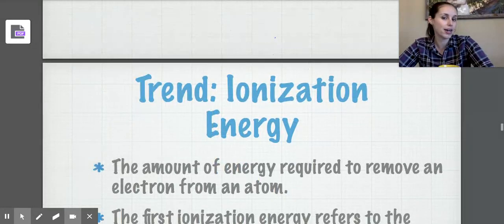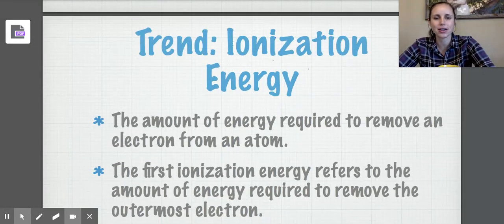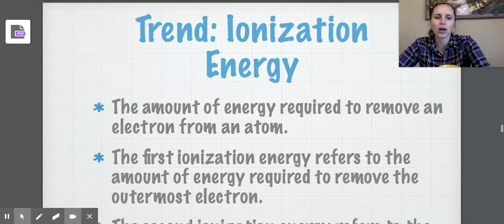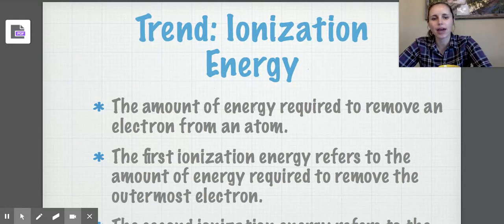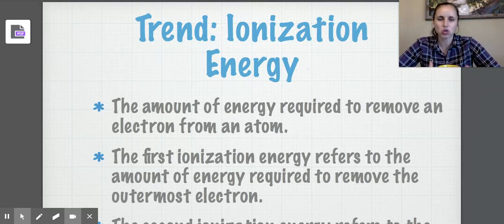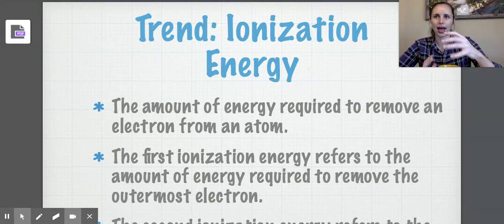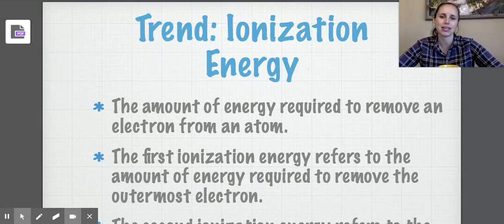Let's take a look at another trend. Another trend here is called ionization energy. So let's start by defining what ionization energy is. Ionization energy is the amount of energy required to remove an electron from an atom. I'm, again, a visual person, so I like to picture myself as a giant with a giant atom, actually plucking an electron off. So how hard I have to pull on that outside electron, that would be like my ionization energy.